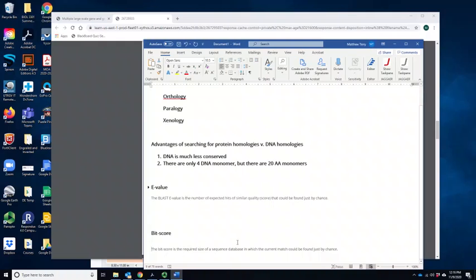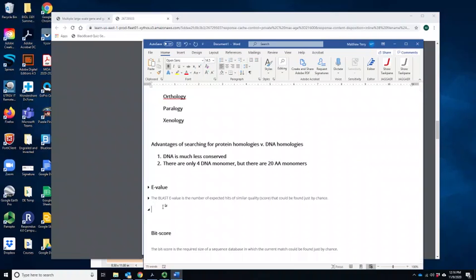So this one relies a little bit more heavily on database size, although database size does play into the calculation here. So just look at those. If you want to write those down, you can refer to them, or just put them in your notes. You should know those two, and when you're evaluating a BLAST search, you should look at them.